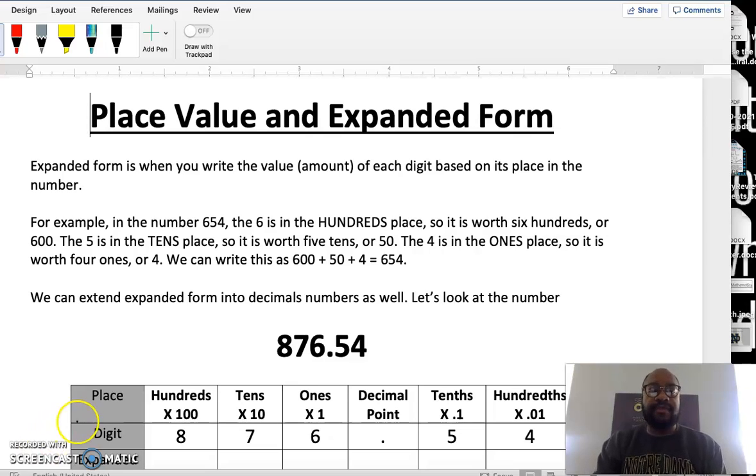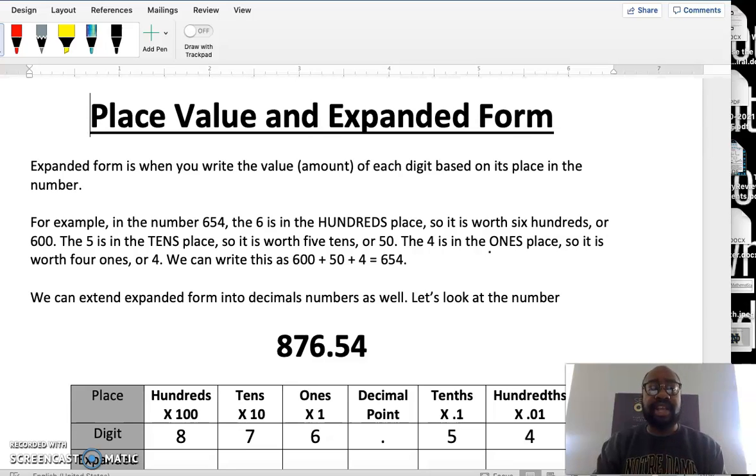So expanded form is when you write the value or the amount of each digit based on its place inside of the number. So for example, in the number 654, the 6 is in the hundreds place, so it is worth 6 hundreds, and we write that as 600. The 5 is in the tens place, so it is worth 5 tens, or 10, 20, 30, 40, 50. And the 4 is in the ones place, so it is only worth 4 ones, and if we count by ones, 1, 2, 3, 4, it's only worth 4. So this number is 600 plus 50 plus 4.